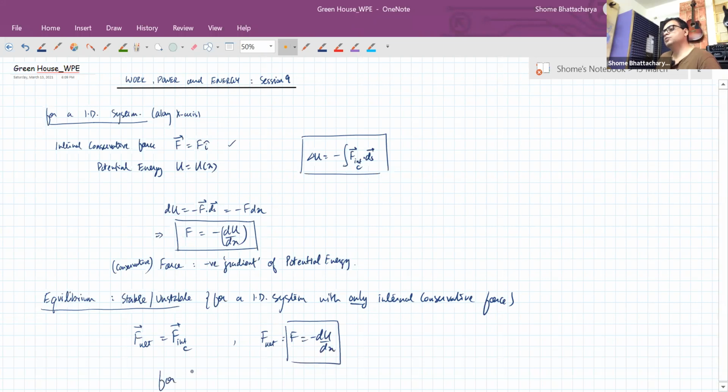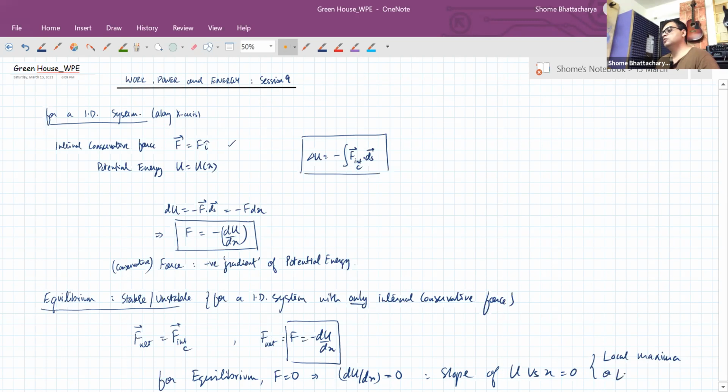So for equilibrium, F must be 0. So that implies that this must be 0. So slope of U versus x must be equal to 0. So that is either a local maxima or local minima type of point.